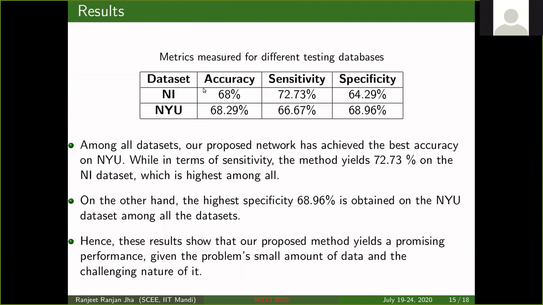Now this is the result. For NI we are getting 68% accuracy, with sensitivity of 72.73% and specificity of 64.29%. For NYU we are getting better accuracy than NI, but the sensitivity is lower than NI. But we know that sensitivity is a very crucial thing, because it tells how many actual patients are correctly classified as patients.